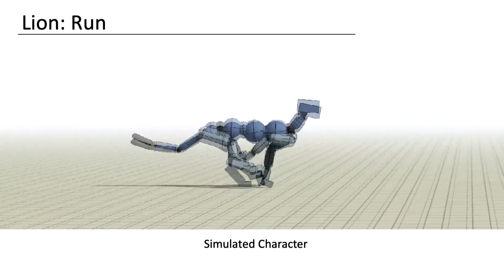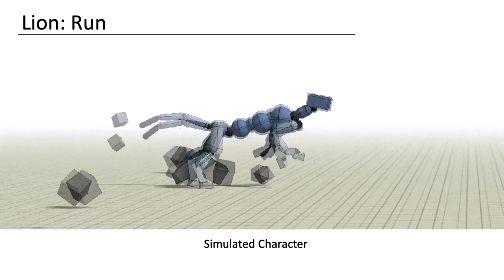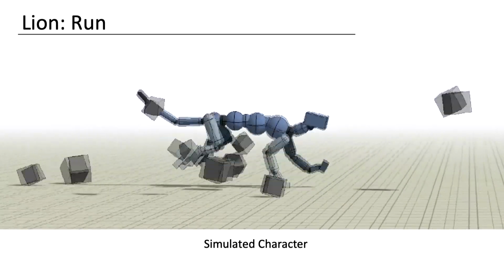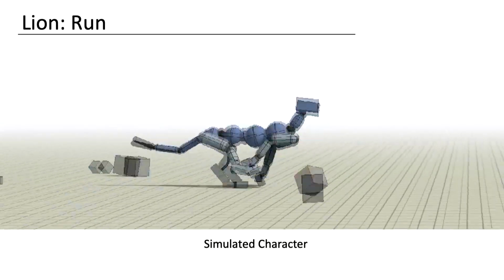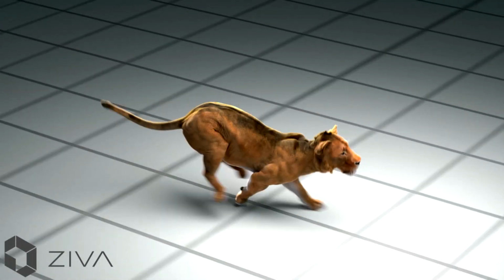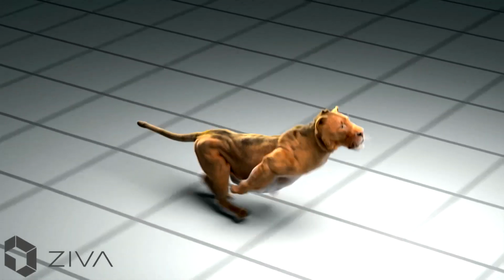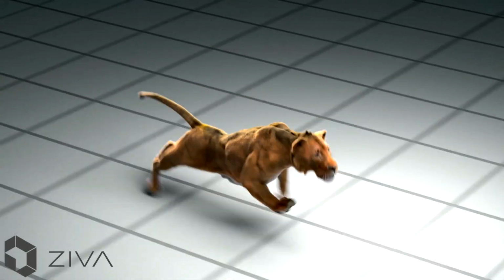Now, we can also train a lion to run. And now that we have a simulated model of a lion, we can then lay on top some high-fidelity muscle simulation and rendering to produce a pretty realistic-looking character.